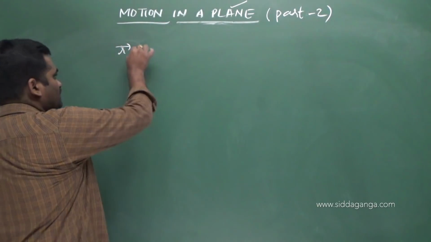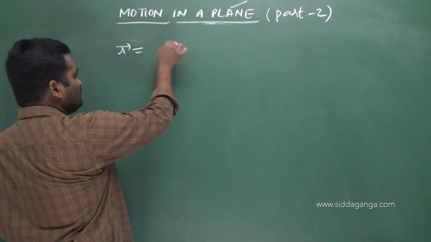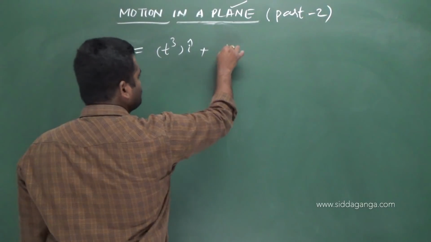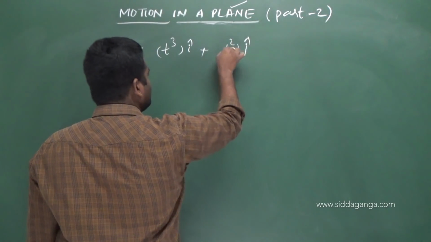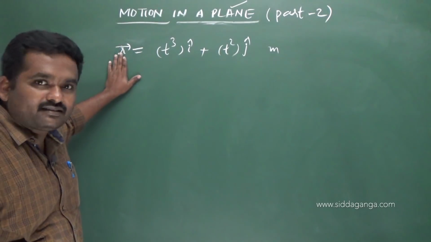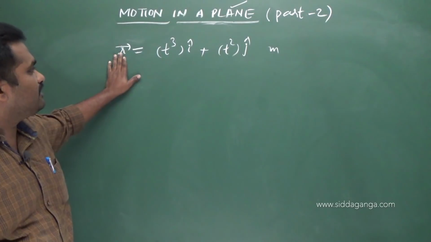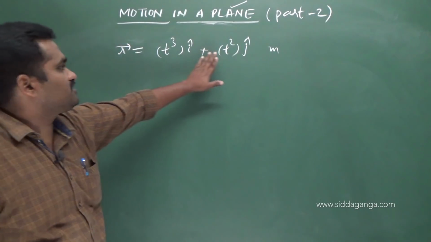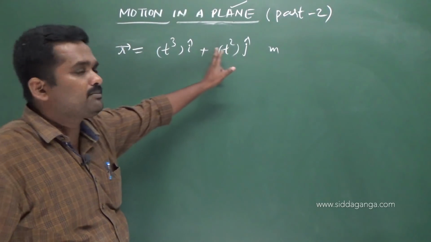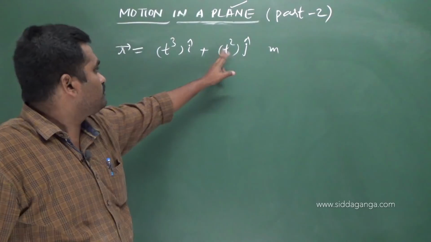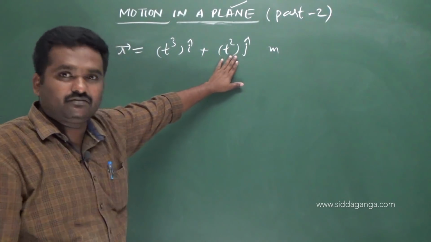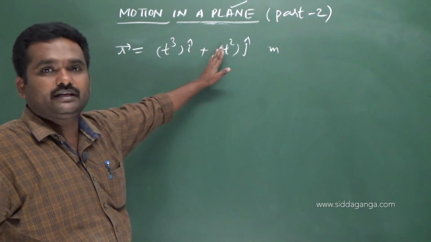For example, such a thing I will take here now. Displacement vector is some t cubed into i cap plus some t square into j cap meters. This is the position vector. Meaning, this is a position vector which depends on time. It keeps on changing with respect to time. At t equals 1, r bar is i cap plus j cap. At t equals 2, it is going to be some other value. If I substitute t equals 3, another value you are going to get.